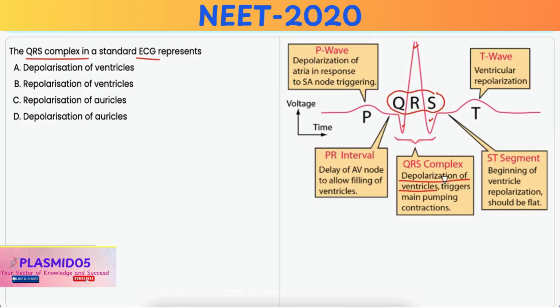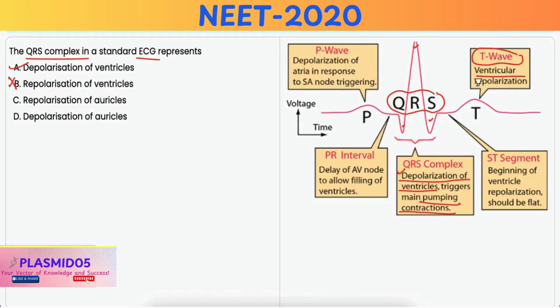Option A, depolarization of ventricles. The QRS complex in an ECG does represent the depolarization of the ventricles, which leads to ventricular contraction, that is the systole. And this is the main electrical event which is responsible for pumping blood from the heart to the rest of the body. Hence, this is the correct option. Option B, repolarization of ventricles. This is incorrect. The repolarization of the ventricles is represented by the T wave and not the QRS complex.